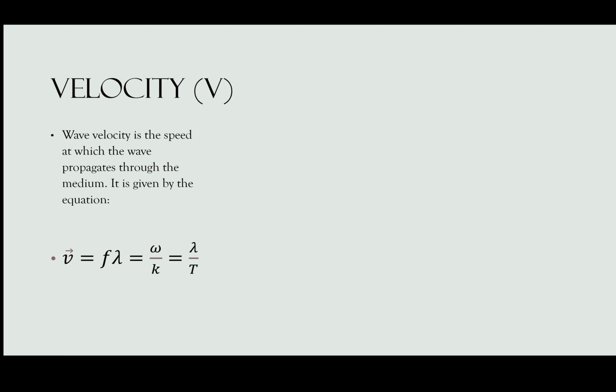Or for a spring, it is omega divided by k. Or for a pendulum, it is the wavelength divided by the period. Well, not really for the pendulum only, but it could be pendulum and spring. But definitely this one with the k is for the spring. But we're more than likely going to use f times lambda or lambda over T to find the velocity of a wave.